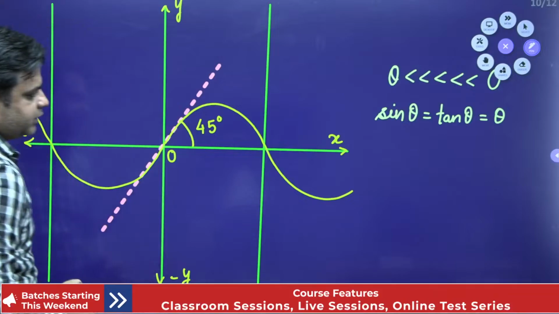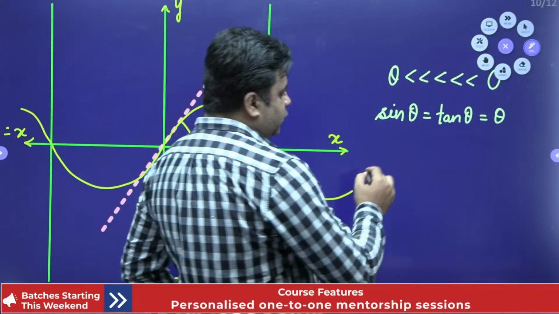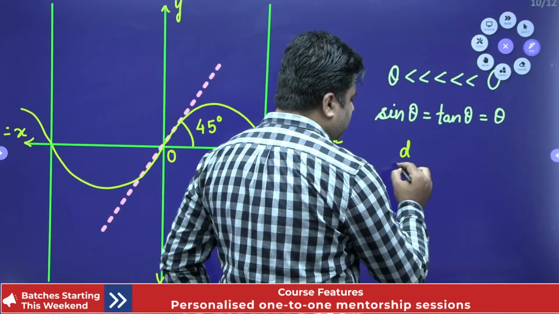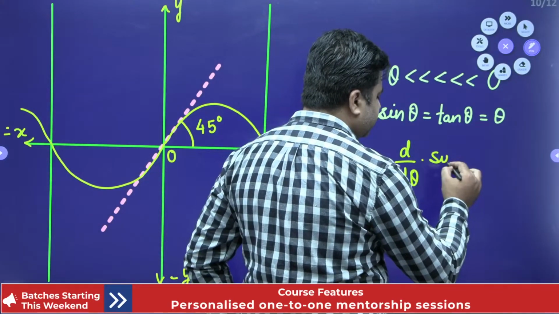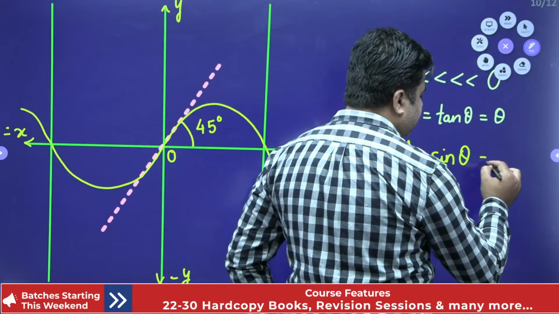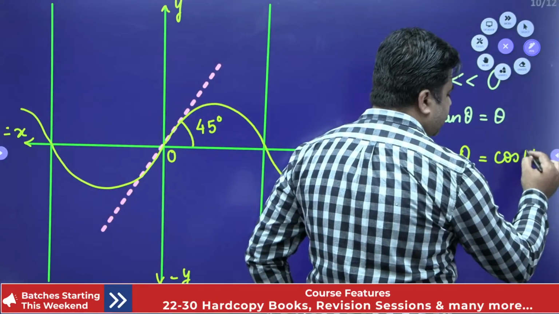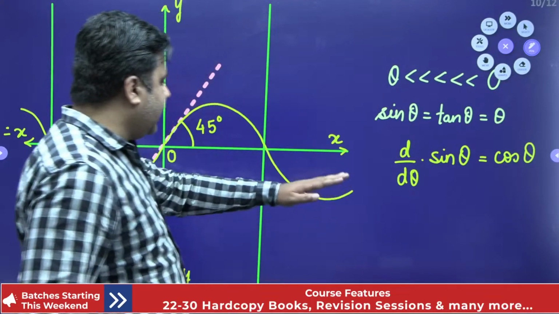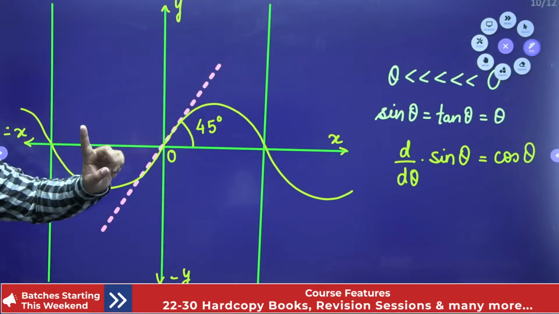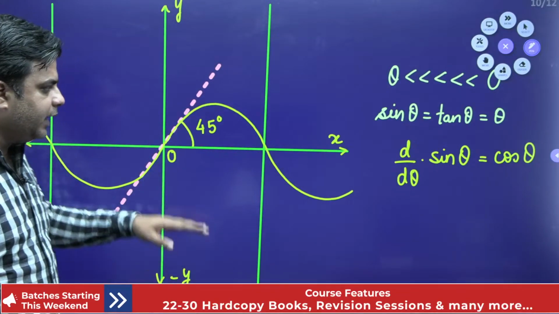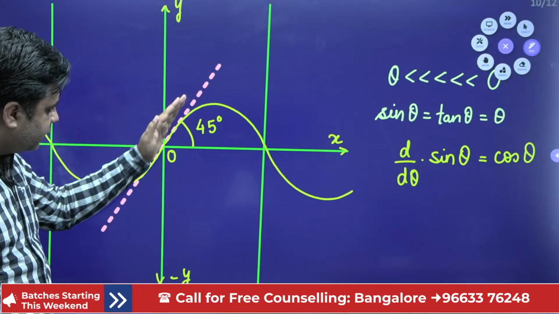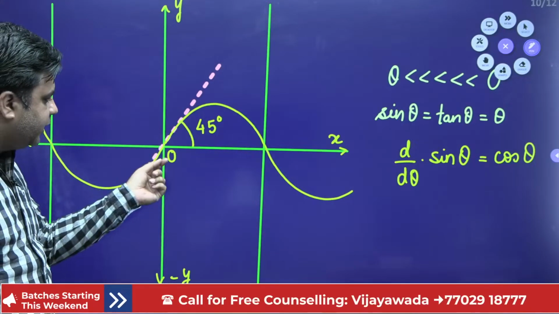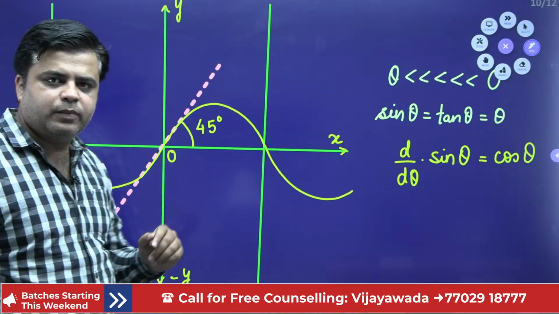And how am I saying this? As we know, d by d theta of sine theta is equal to cos theta, and cos theta at 0 degree is 1. Therefore, the slope of sine theta at 0 degree is also 1.